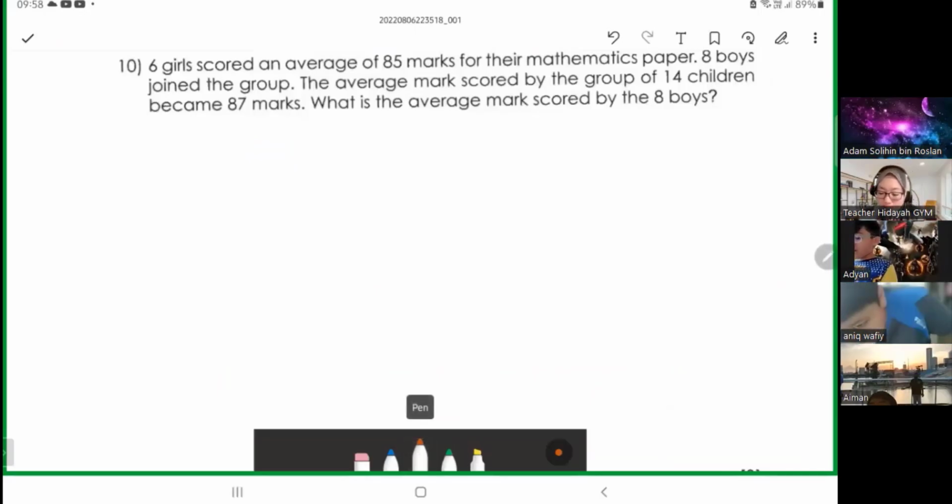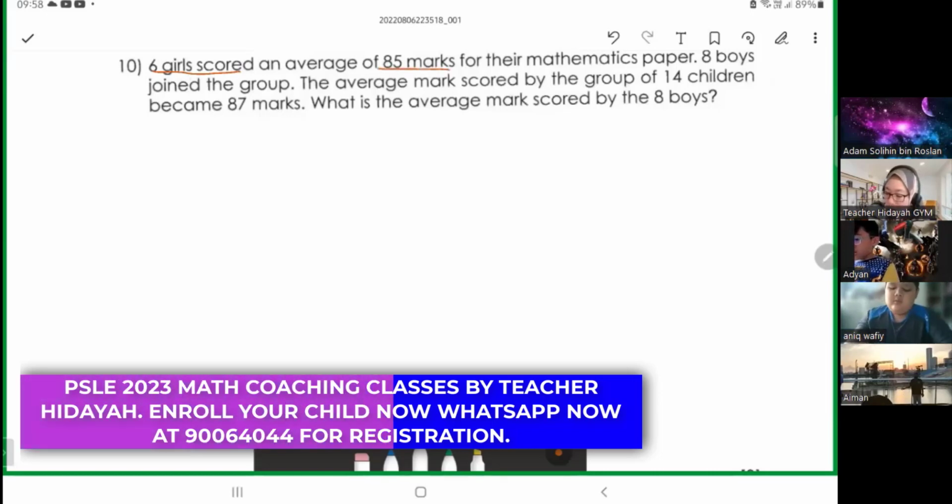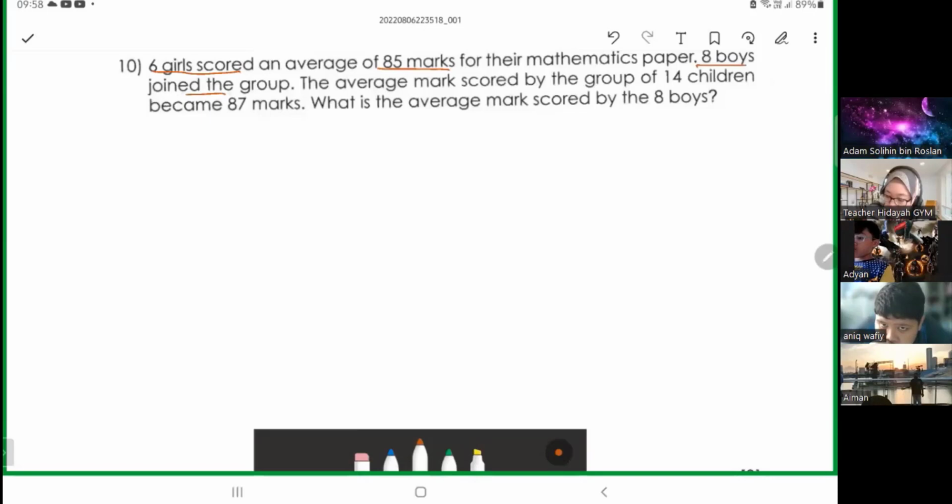Okay, 6 girls scored an average of 85 marks for the math paper. 8 boys joined the group. The average marks scored by the group of 14 children became 87 marks. What was the average mark scored by the 8 boys?